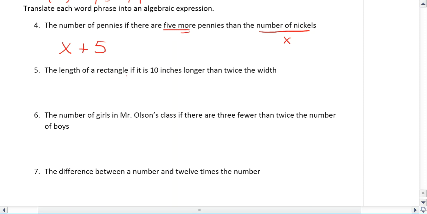Number 5, the length of a rectangle, if it is 10 inches longer than twice the width. I know nothing about the width. I know some details about the length. So you can pick this to be any variable you want. Perhaps you thought of w for the width. So if the length is 10 inches longer than twice the width, first we would want to write twice the width, which is times 2. And then 10 inches longer would indicate adding. So that's the expression for number 5.